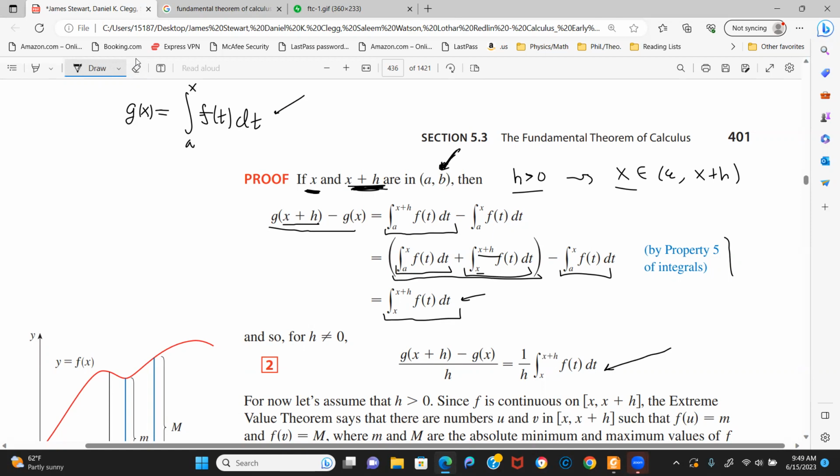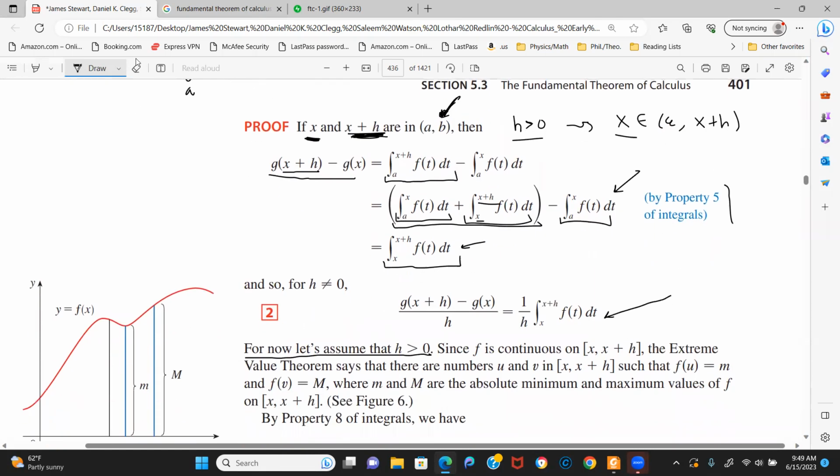Now they say for now, let's assume x is positive, but actually you need to assume that from the beginning. Otherwise, you can't do this step right here, or it would at least get very messy. So we're going to assume that h is positive. That's not a big deal. When h is negative, you can just tinker with the steps a little bit.